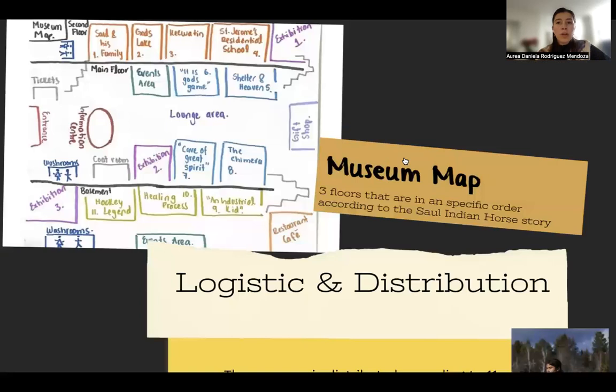So first I'm going to start explaining the museum map. As you can see, there are three floors: the second floor, main floor, and basement. The order that you need to follow is to start with the second floor, then eventually go to the main floor, and lastly to the basement in order to fully understand Saul's history.